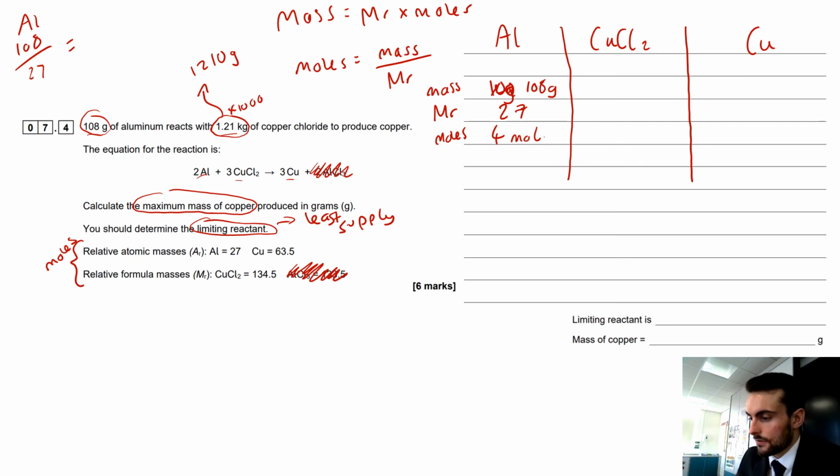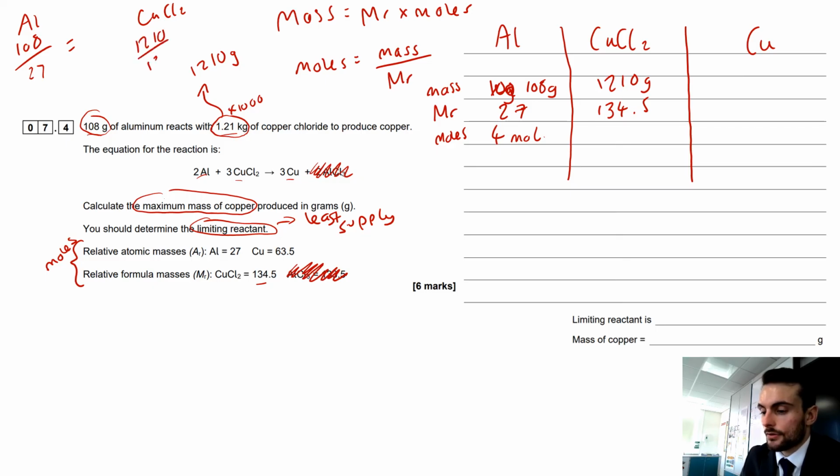So the mass of it is 1,210 grams. The Mr we are given, we don't even have to work it out, 134.5. So then for copper chloride, the moles is 1,210 divided by 134.5, which gives us 8.996 moles. Okay, let's fill in what we've got. We don't know what the mass of copper is. We do know what the relative atomic mass is because it's there. So far you've already got 2 of the marks for calculating the moles for each one.